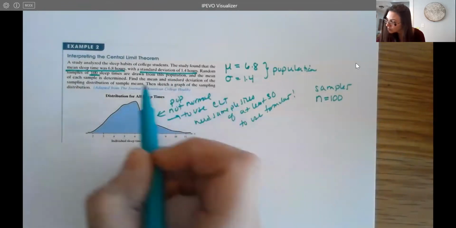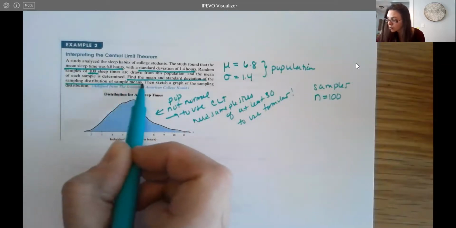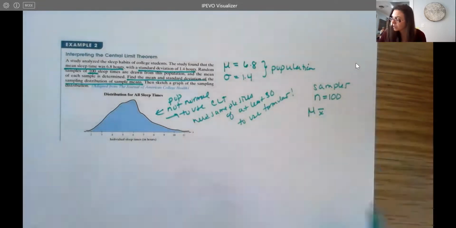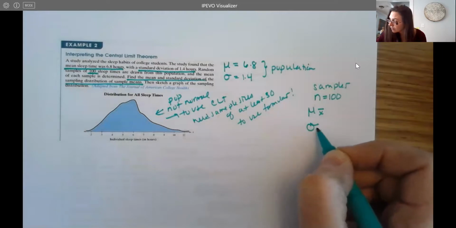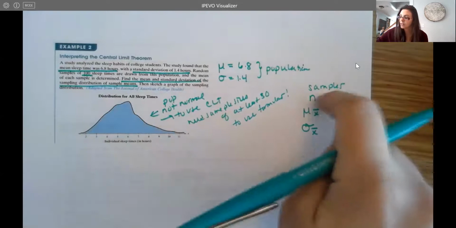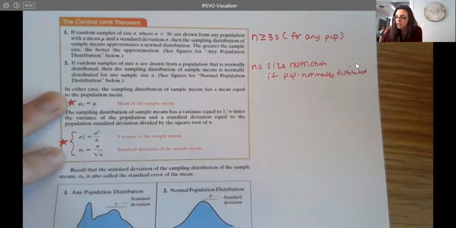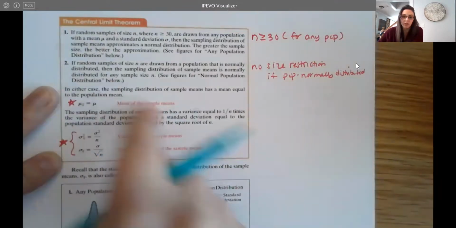And we want to find the mean and the standard deviation of the sampling distribution of these means. So we're looking for the mean of the sampling distribution of the means and the standard deviation of the sampling distribution of the means. And because our sample size is big enough, basically we can use these formulas. That's all the central limit theorem says. If your sample size is big enough, or if it's already normal, then you can use these formulas. So that's what you have to check.